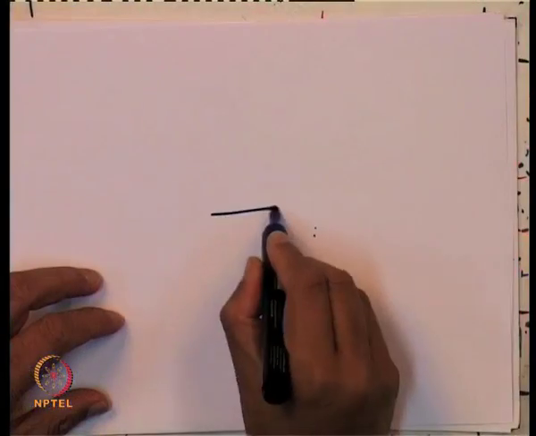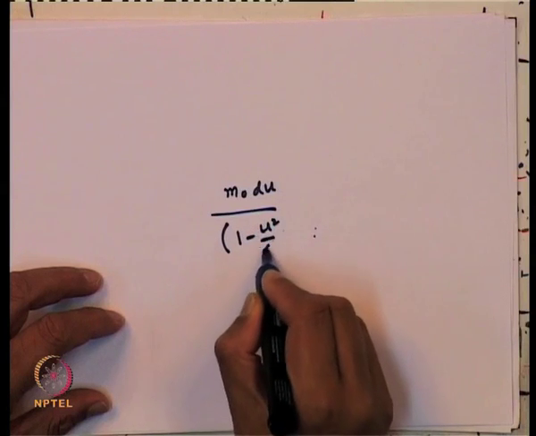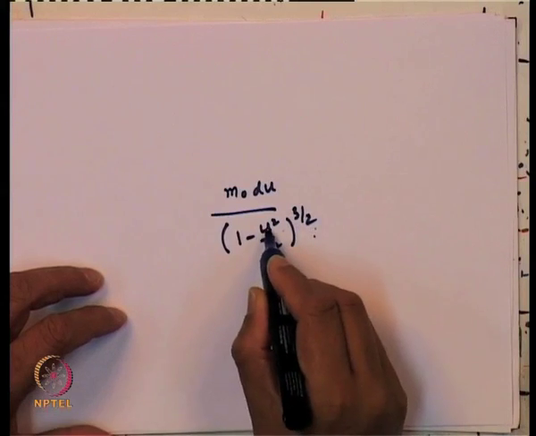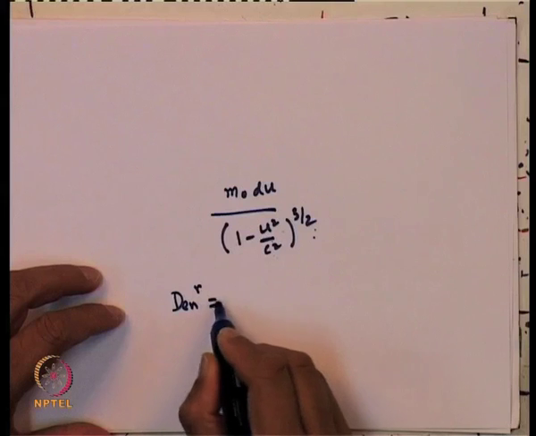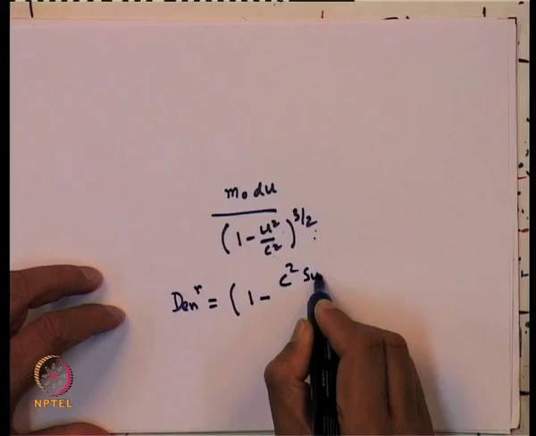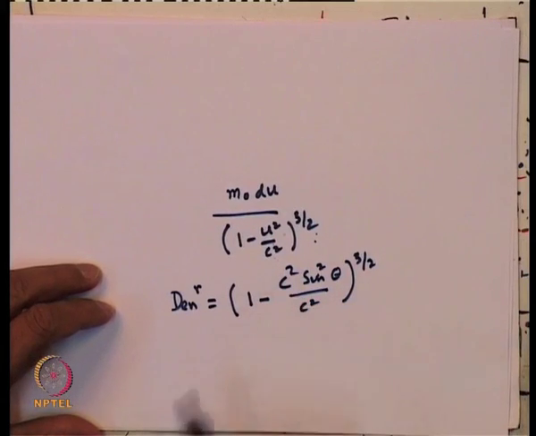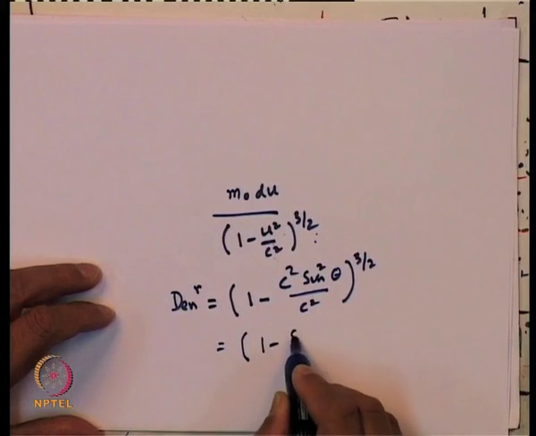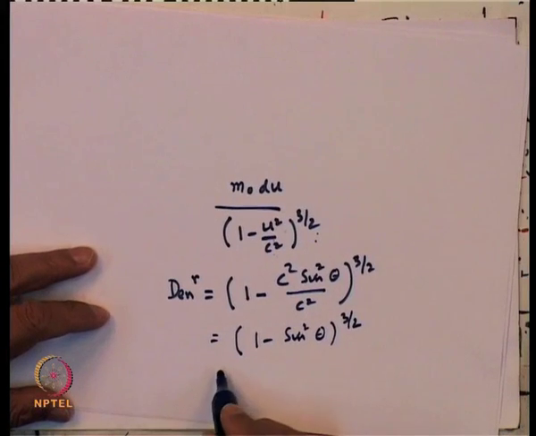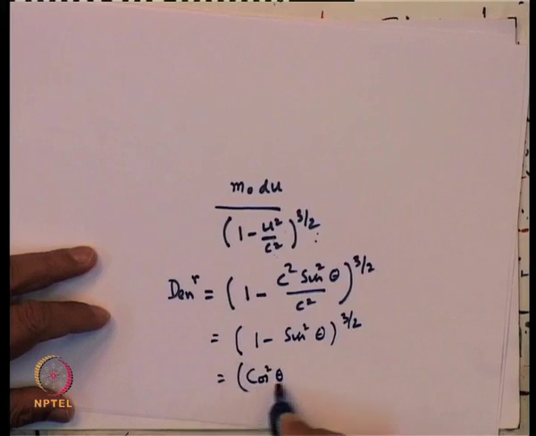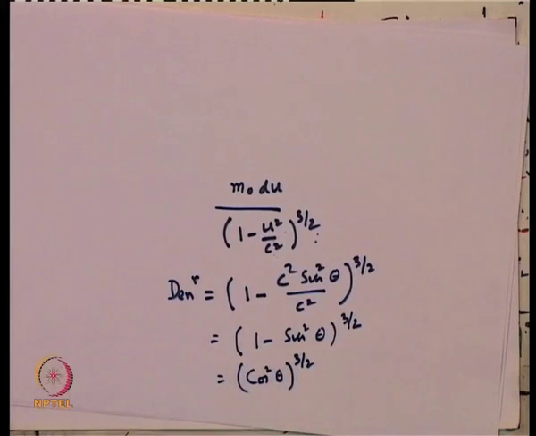In the denominator, we had m naught du, and here we had 1 minus u square by c square to the power 3 by 2. If I put u is equal to c sin theta, looking at the denominator, this becomes 1 minus c square sin square theta by c square to the power 3 by 2. The c square will cancel, so I get 1 minus sin square theta to the power 3 by 2. 1 minus sin square theta is cos square theta. So this becomes cos square theta to the power 3 by 2. The square root and the half go away, so this becomes cos cube theta. This is what I have written here.